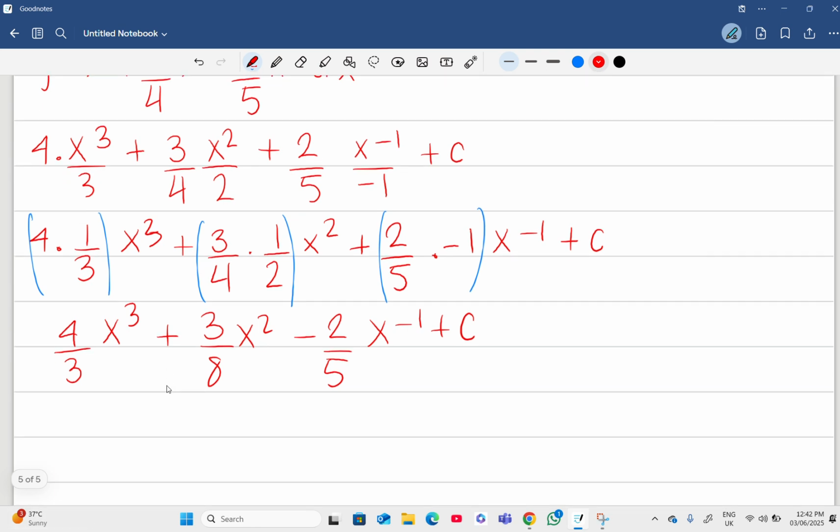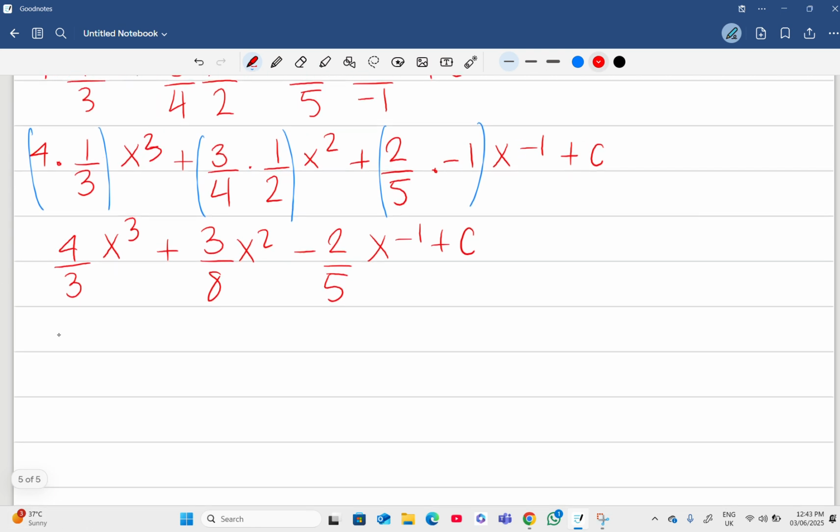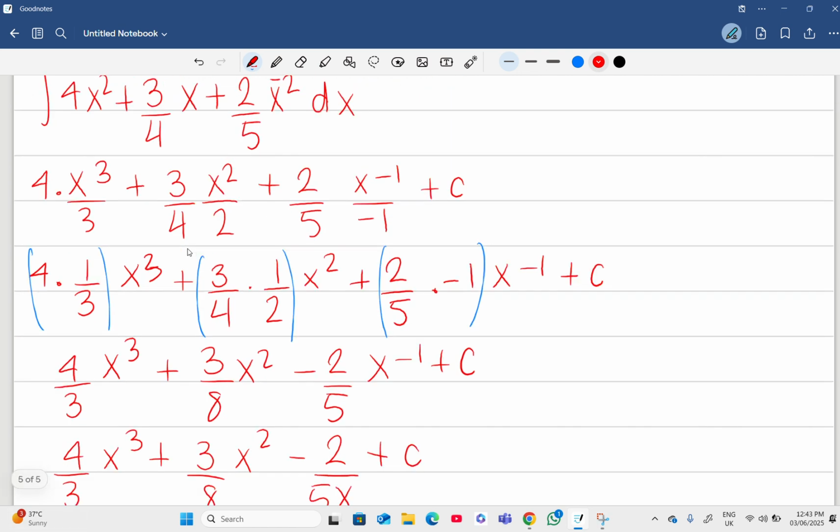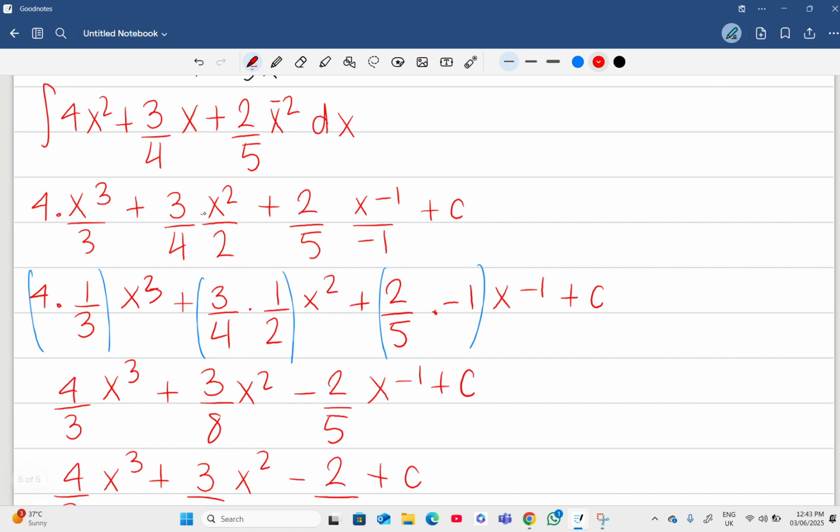Now this is correct, but we can rewrite it in another way: x cubed plus 3 over 8 x squared minus 2 over 5x. We just took the x down so that we can have a positive power, and this is my final answer. So what I did here is that I took x squared, the same thing as saying 1 over 2x squared, so I can have the correct answer for the coefficients.